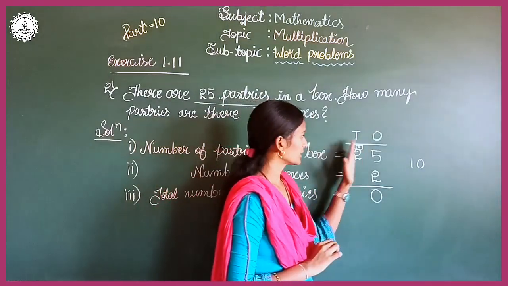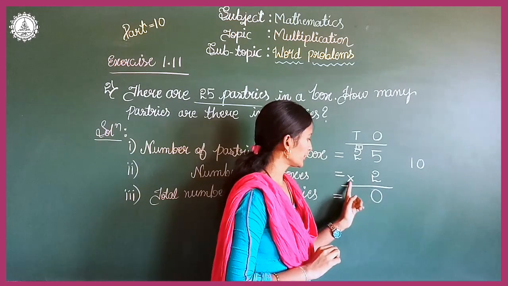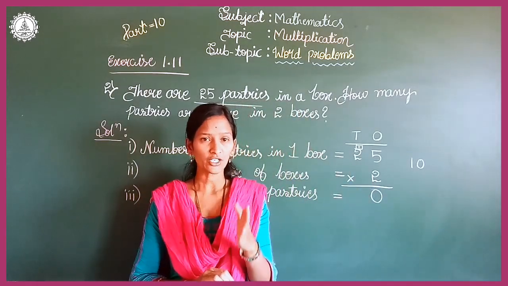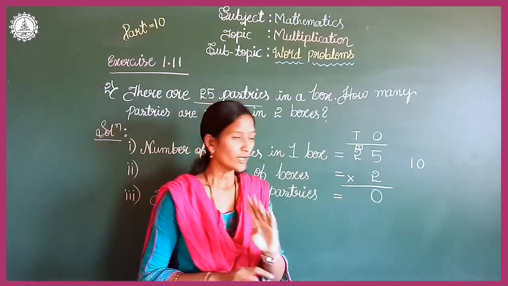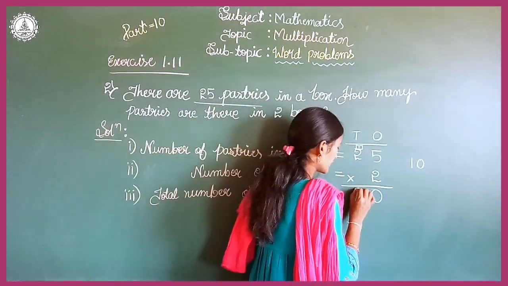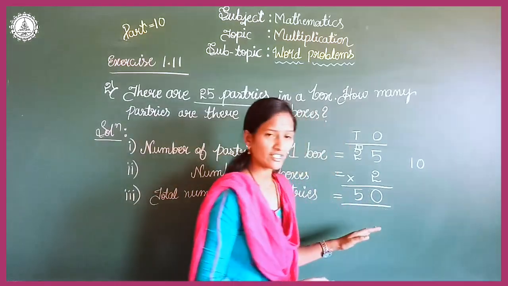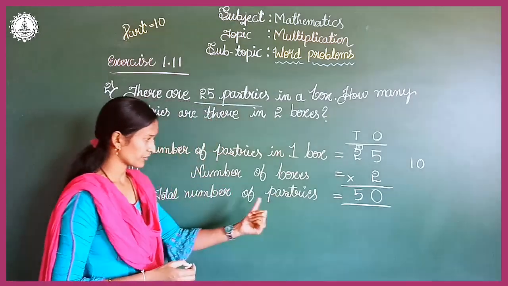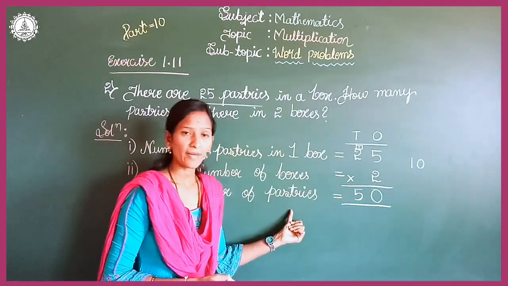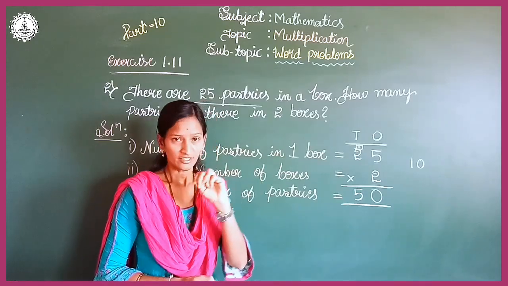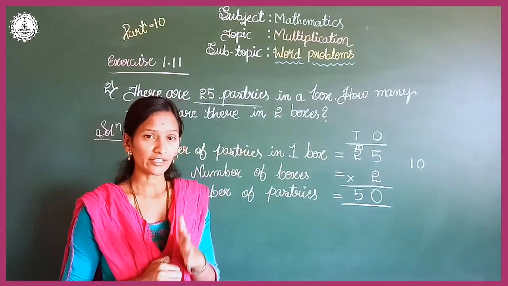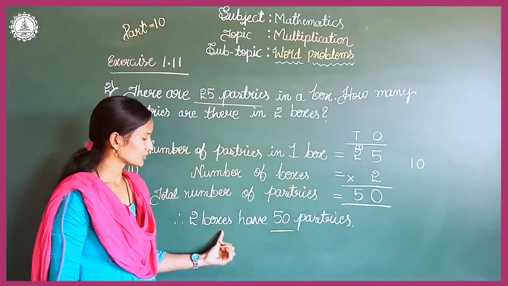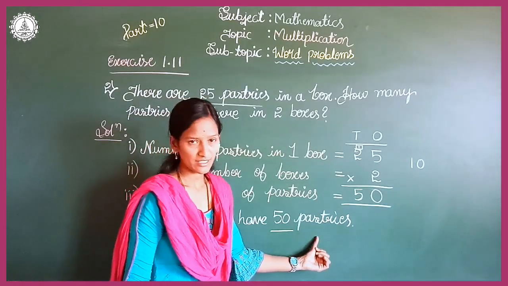Right? Now come to the tens column. 2 into 2. Yes, already you know, in the table of 2, 2 twos are equal to 4. Right? So 4 plus 1. 4 plus 1 is 5. So which is our answer? 50 is our answer. Right? So this 50 is the total number of pastries in 2 boxes. Right? So my dear students, now write down the conclusion statement. So here, 2 boxes have 50 pastries.